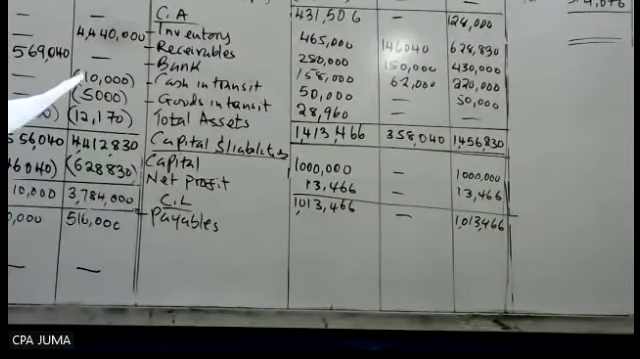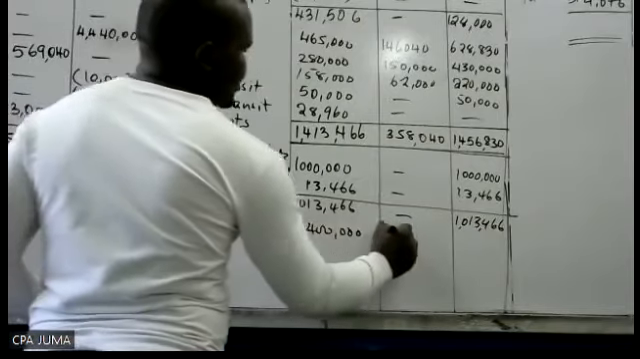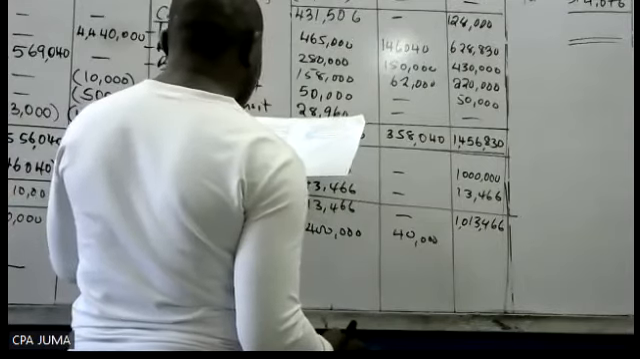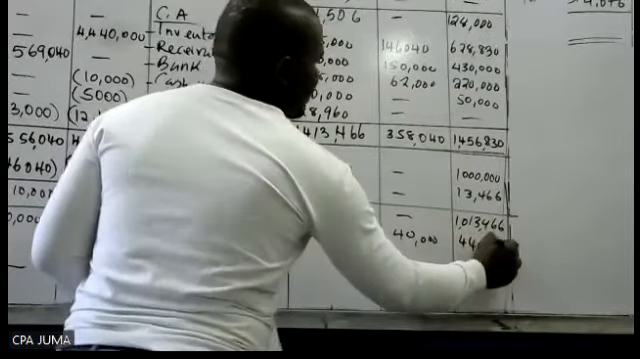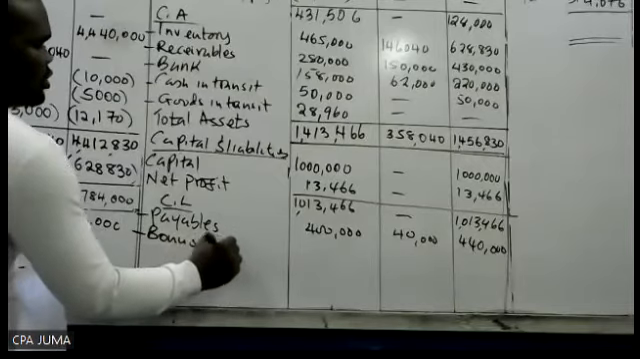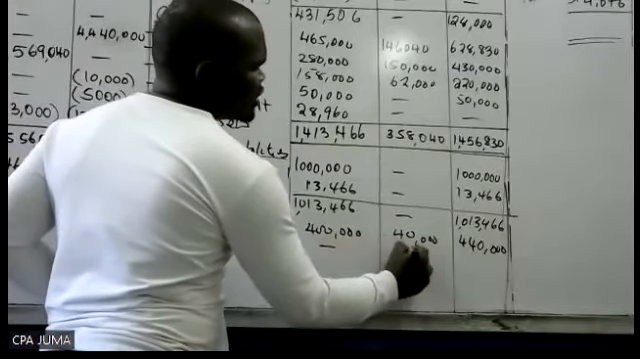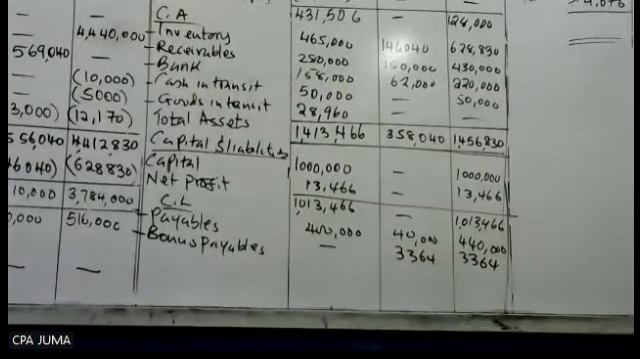Then current liabilities, there was payables. Payables, look for it in the balance, 440. Then there was bonus. Bonus payable. Bonus was being paid in the branch. Bonus was 3364. Finish that, then I tell you something there.